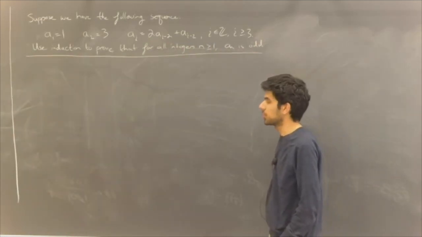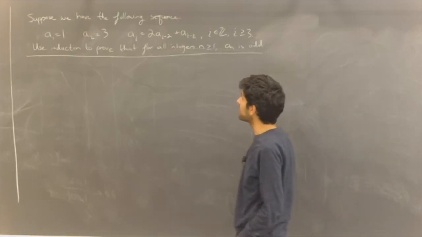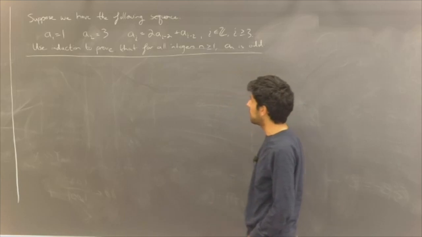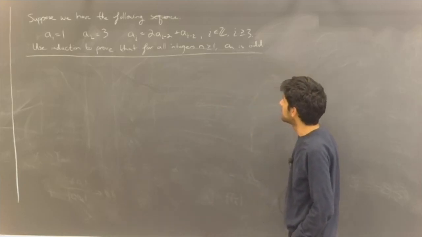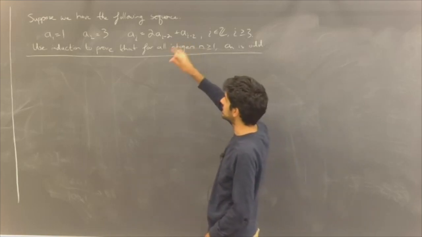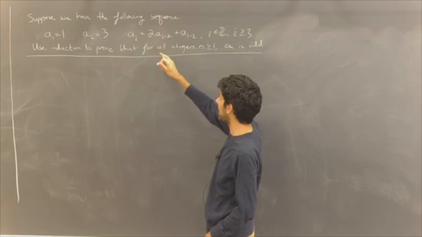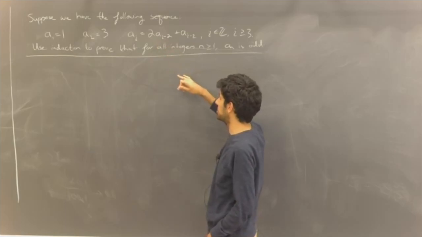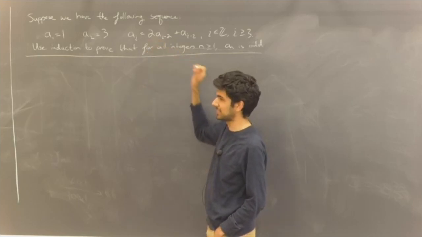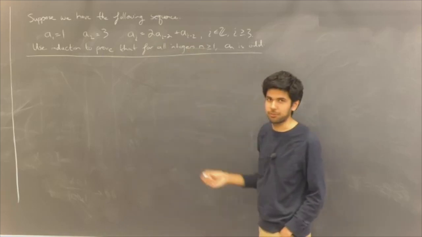All right, so here's our first question of the night. Suppose we have the following sequence. A1 is 1, A2 is 3, and then this is a recursively defined sequence. So the ith term is equal to 2 times A sub I minus 2, so 2 times the term twice before it, plus the term right before it.